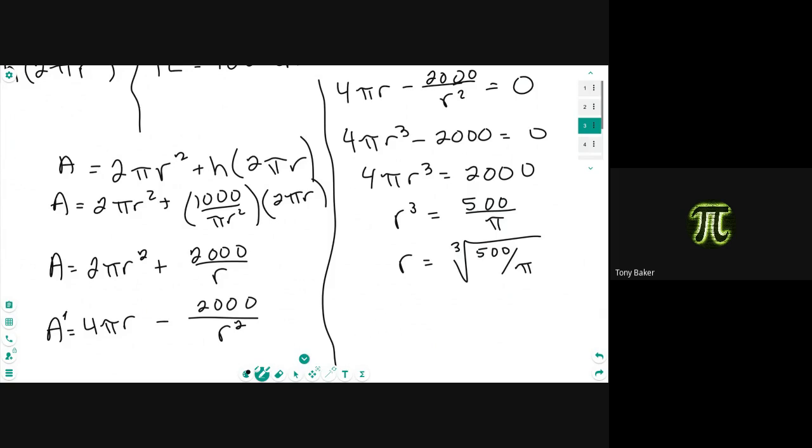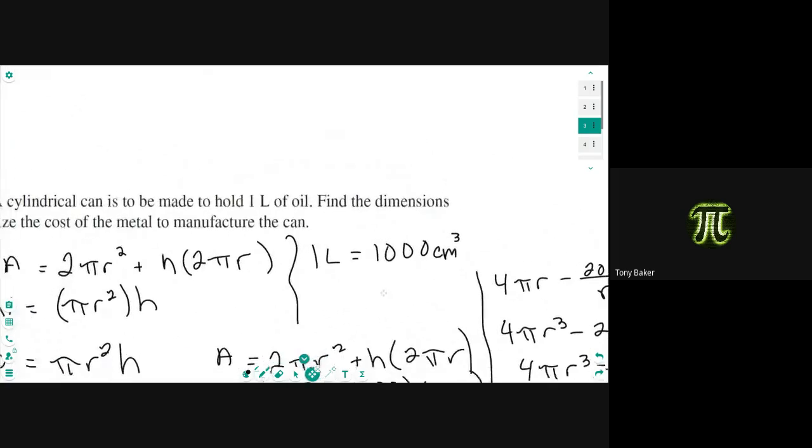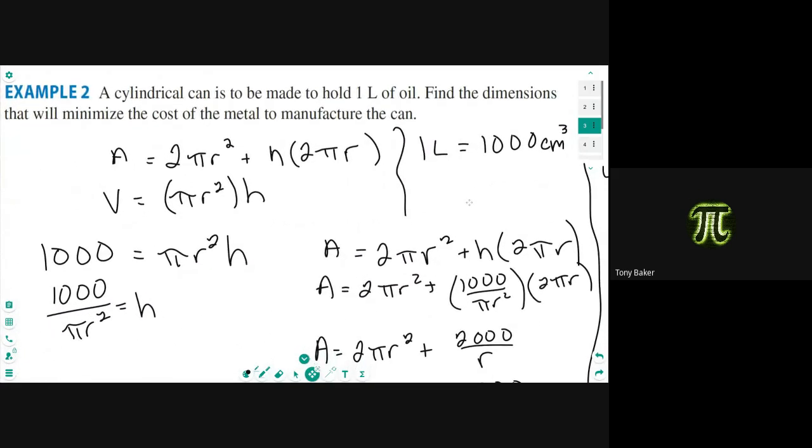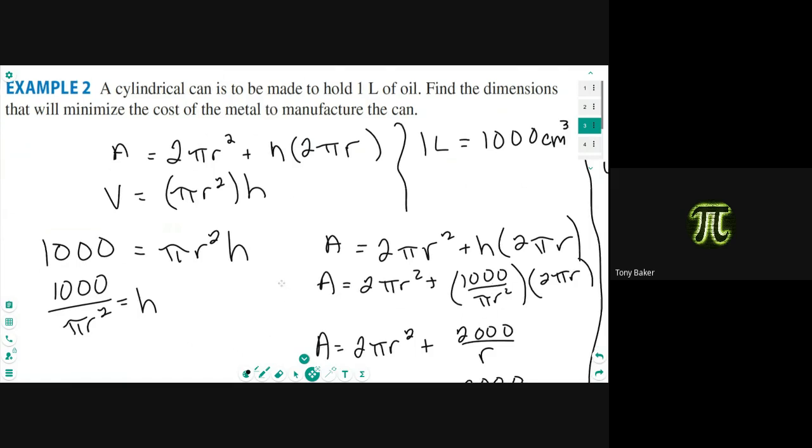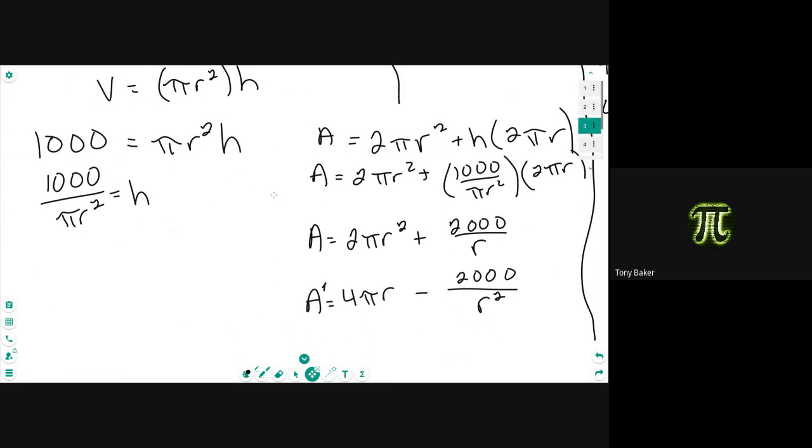All right, so I also need to find my, what was the question asking? Find the dimensions that will minimize the cost. So for the dimensions of the can, I need the radius and I need the height. So we have the radius, so now I just need the height. So I can plug the radius back in over here.